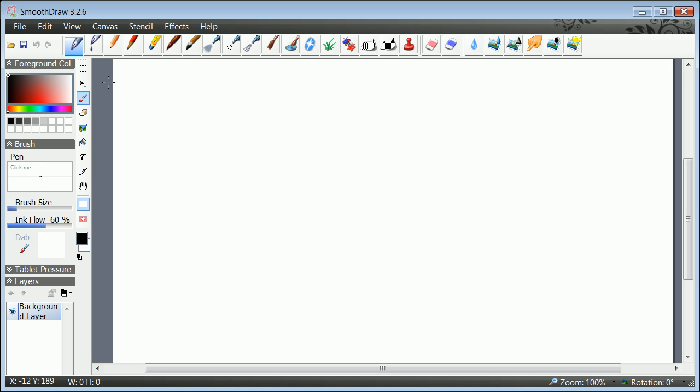So I do this showing you, I'm going to let you know I'm running on an iMac about 3 years old. It's got a 2 gigahertz processor and it has 2 gig of RAM. I'm using Windows on that machine, however, and I'm pulling up something called Smooth Draw.